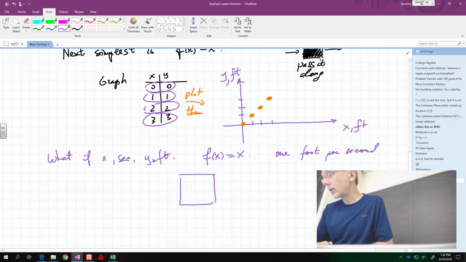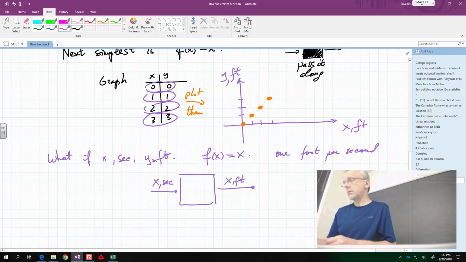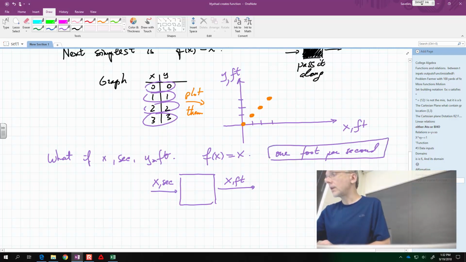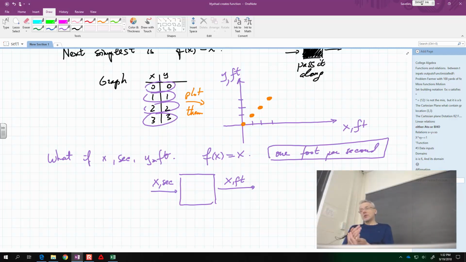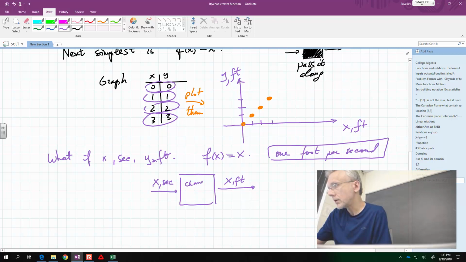So it's like this: x seconds come in, x feet comes out. It's the same number. If you're moving 1 foot per second, then this is the function that describes your motion and how it's going to behave. x, the number of seconds, is the input. x, the number of feet, is the output. So what's happening in between? You just switch the units, that's one way to describe it. So just change units.